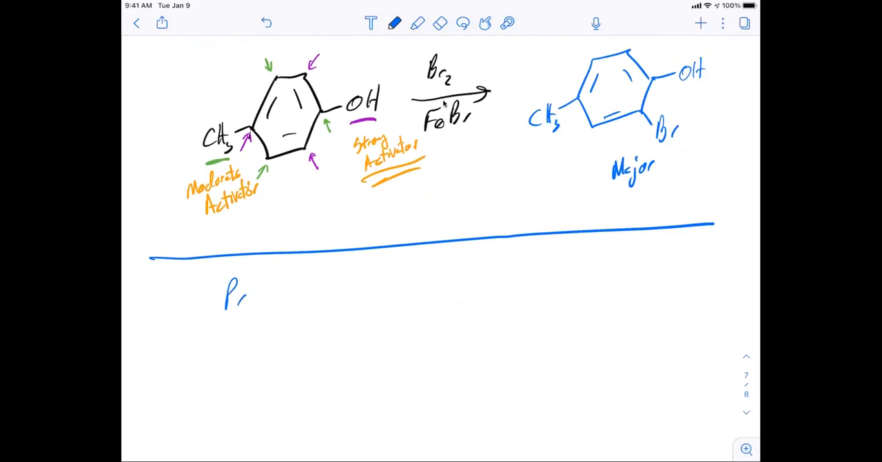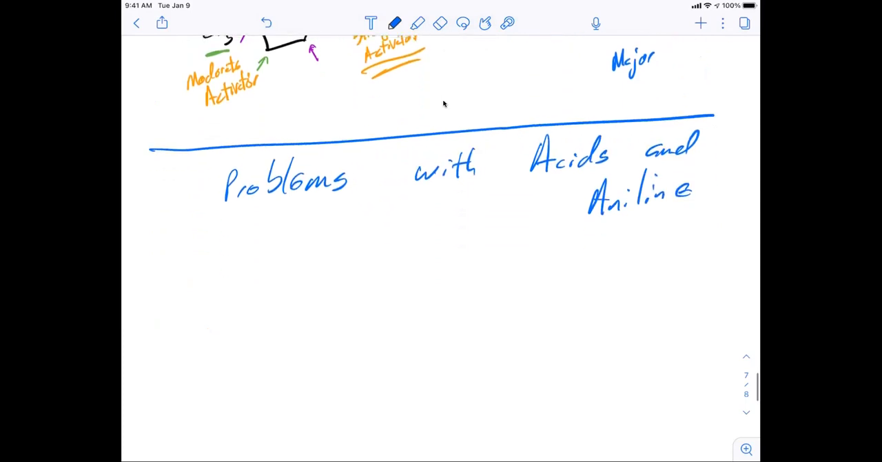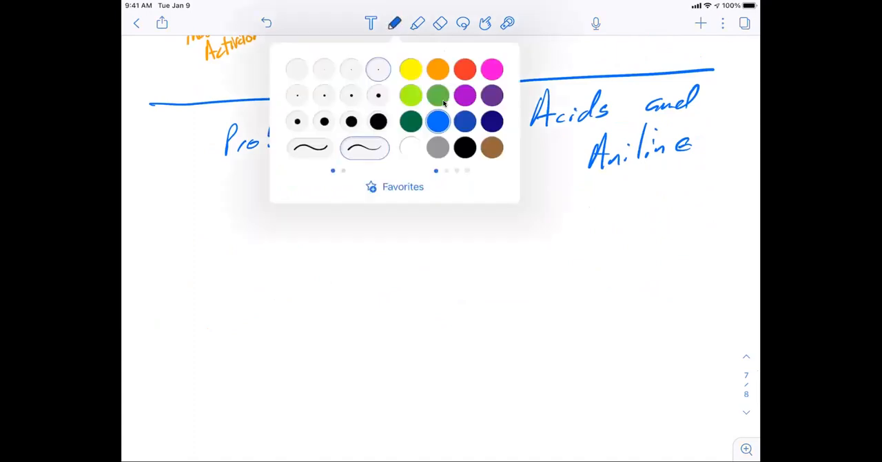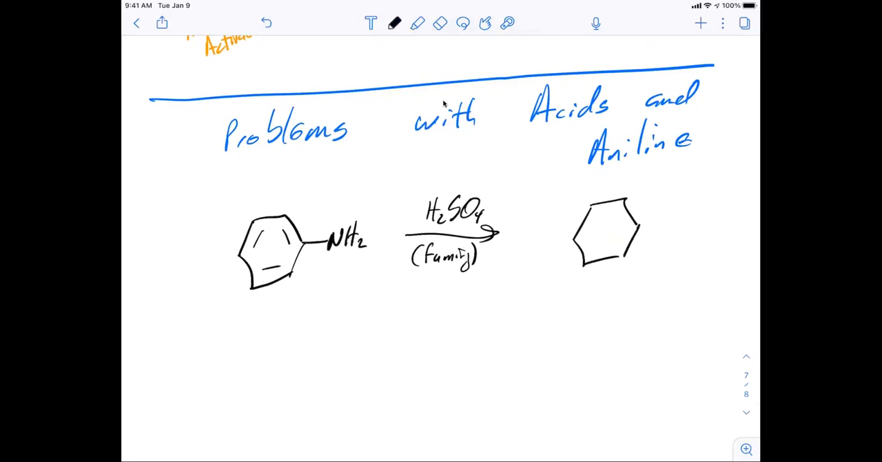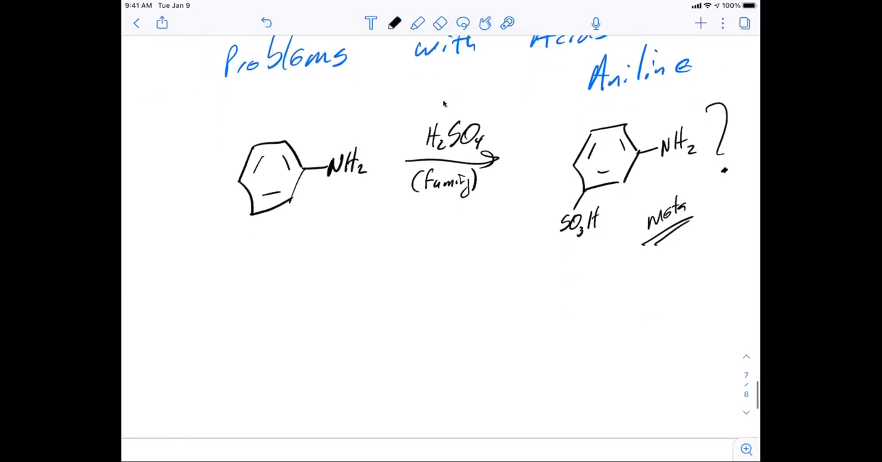We do have one thing we need to watch for, which is the problem with acids and aniline. So if I have fuming sulfuric acid and react that with aniline, once I've done all my workup, I'll end up with meta product. This is not what I would expect. This looks wrong. But if we look at the reaction, what's occurring?